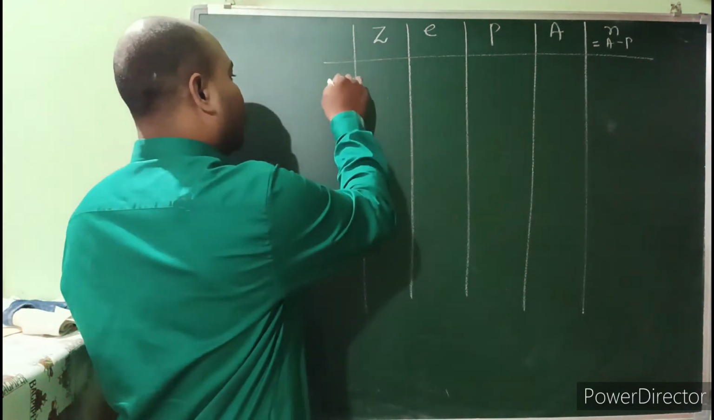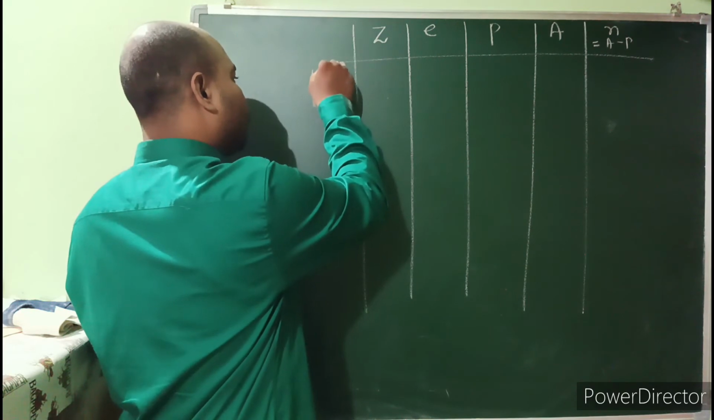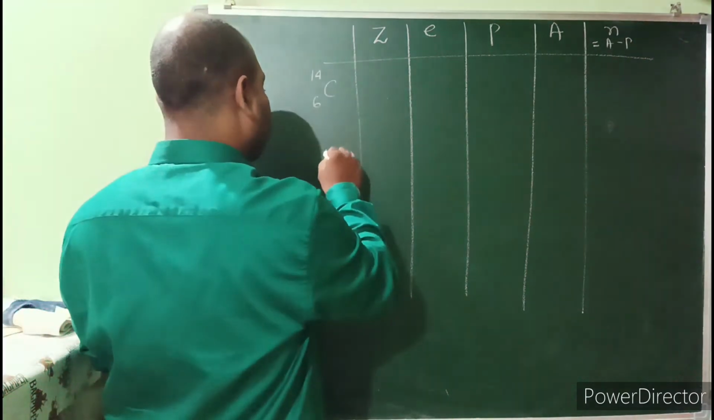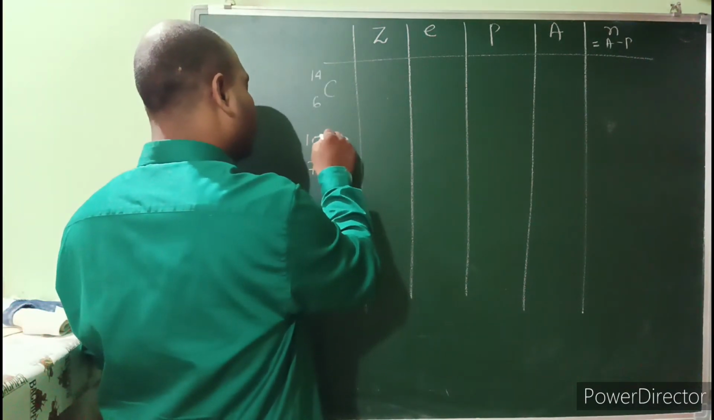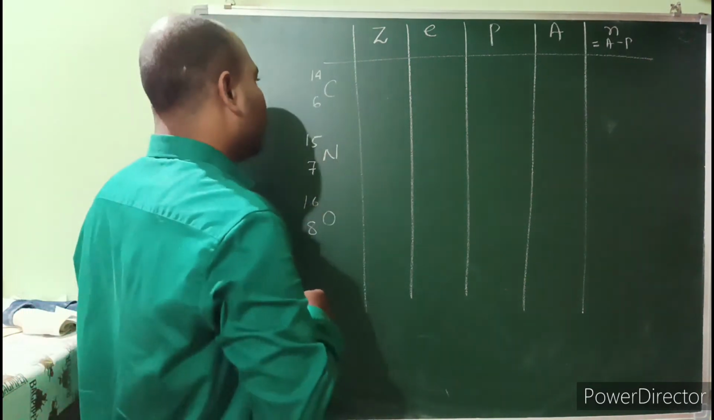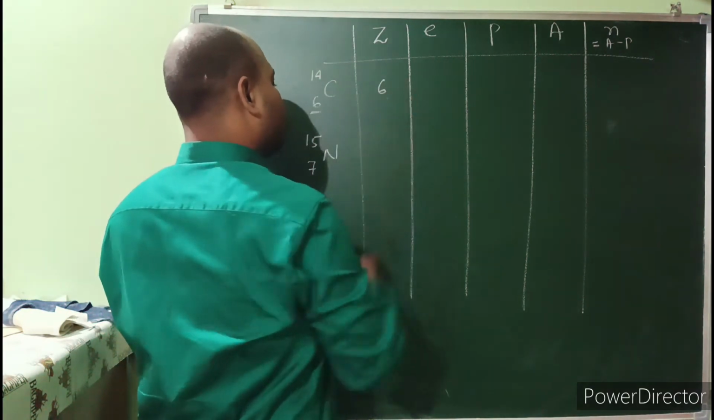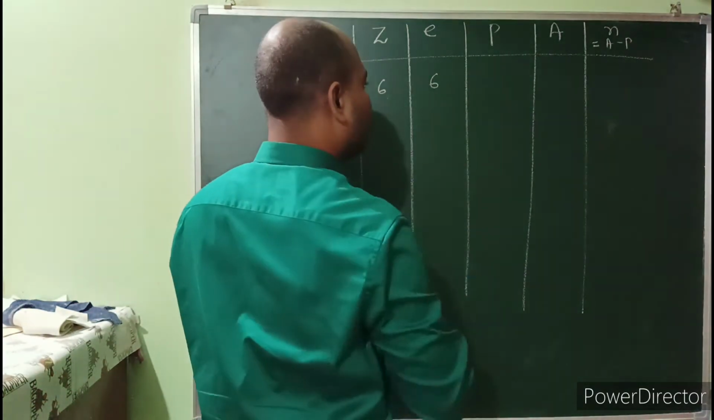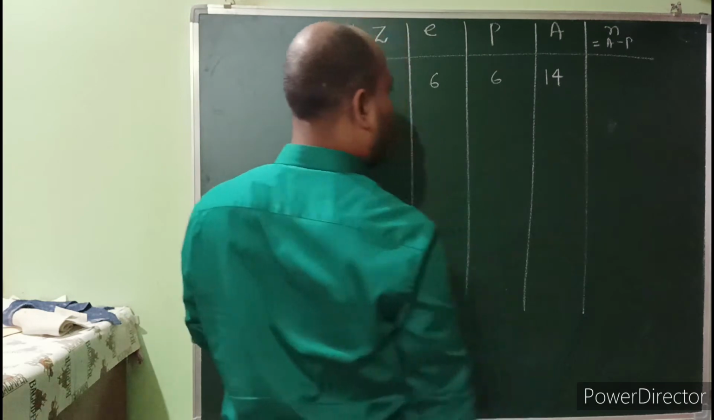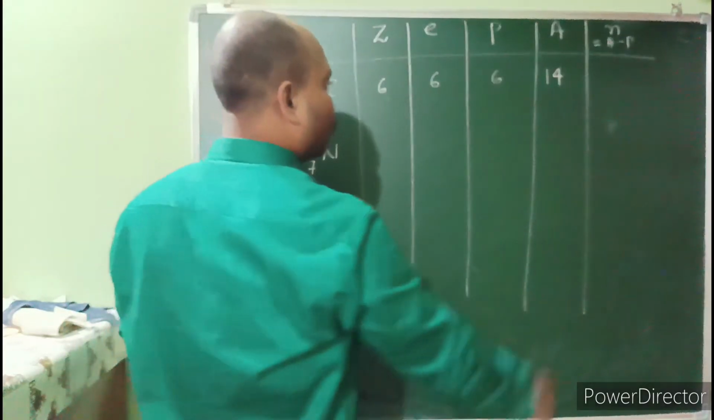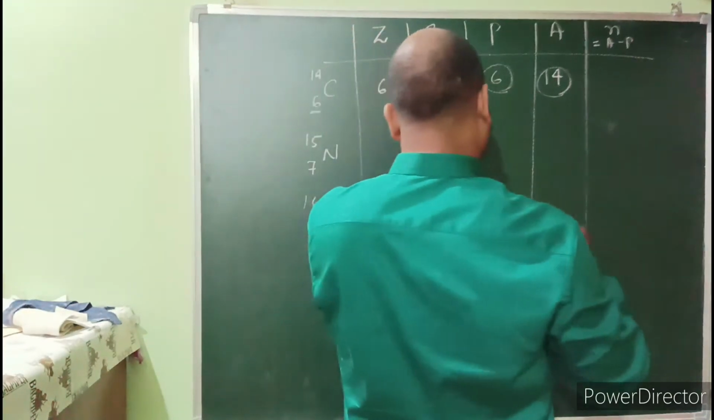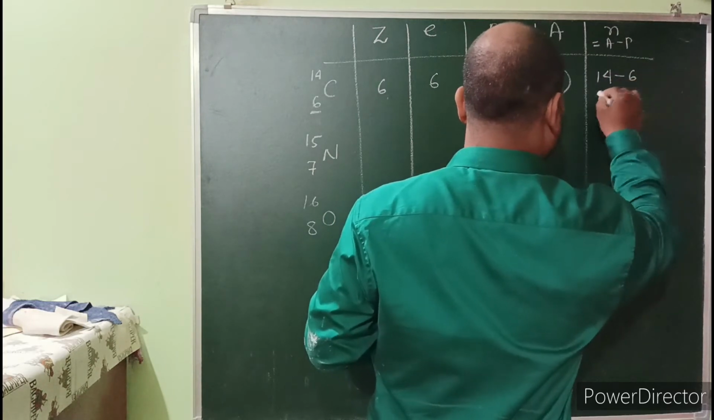Now find carbon. Carbon is 6, 14. Nitrogen 7, 15. Oxygen 8, 16. Carbon has atomic number 6, so the number of electrons will remain 6 and protons also 6. Now the mass number is given as 14, and the number of neutrons is the mass number minus protons. So 14 minus 6 is equal to 8.